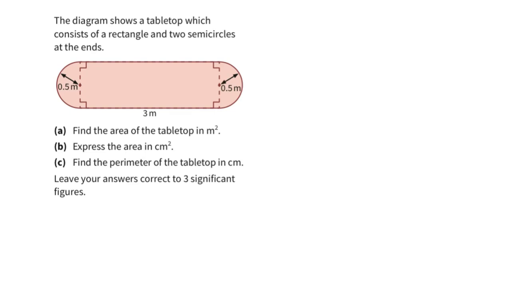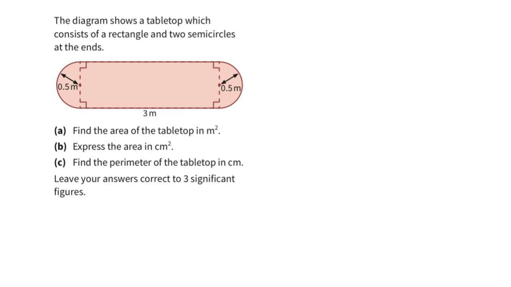Hello everyone, welcome to this video where we are given a tabletop which consists of a rectangle and two semicircles. The radius is given as well. So find the area of this particular tabletop.